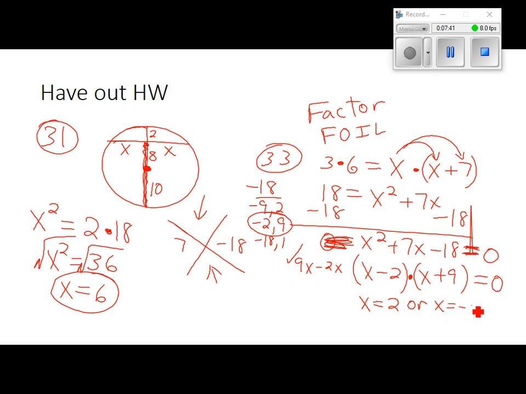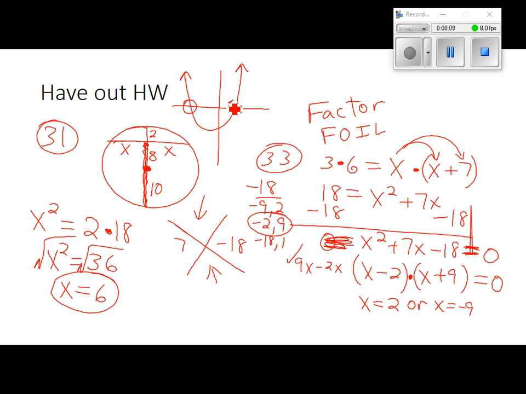Negative 9. When you're solving these, remember back to your algebra days, the graph of it is a parabola, and what you're finding is where that parabola crosses the x-axis. Well, this parabola crosses the x-axis at 2 and negative 9. Those are our two answers.